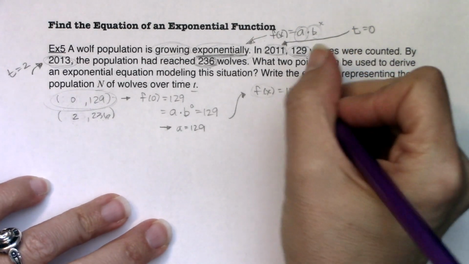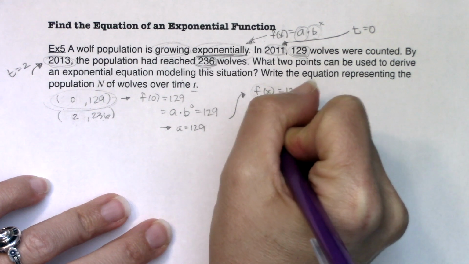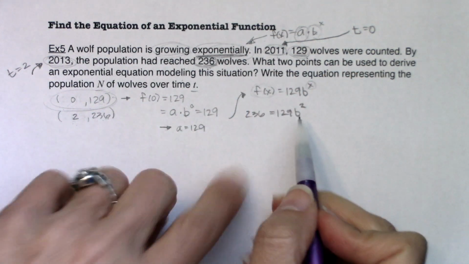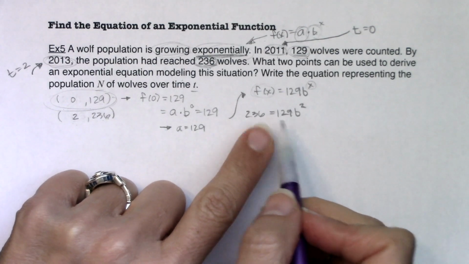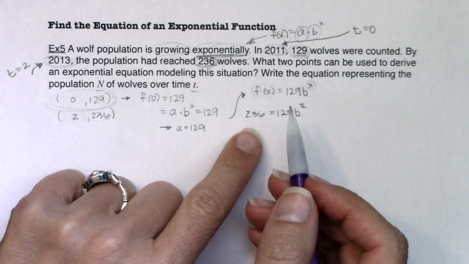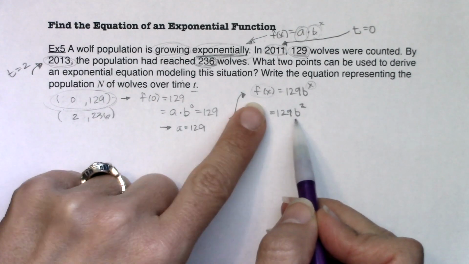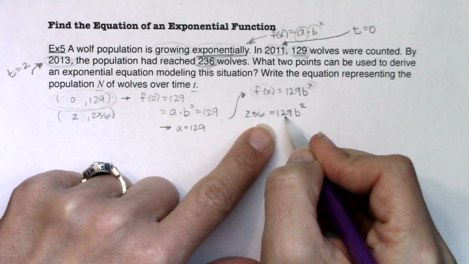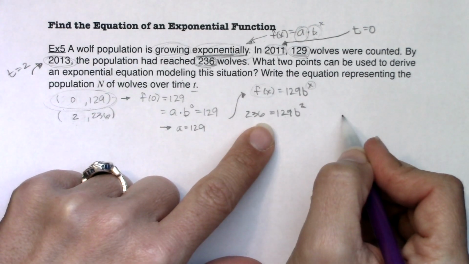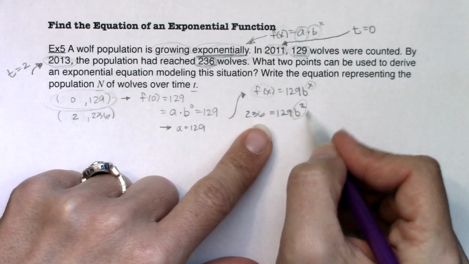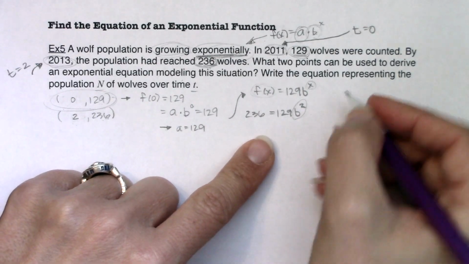So when I go to do that, when I say 236 equals 129 times b squared, I have a quadratic equation. You could use the quadratic formula if you want, but because it doesn't have any linear terms, this isn't saying something like 129b squared plus 2b minus 1, it's just 129b squared, it's faster to just isolate the b squared term and go from there.